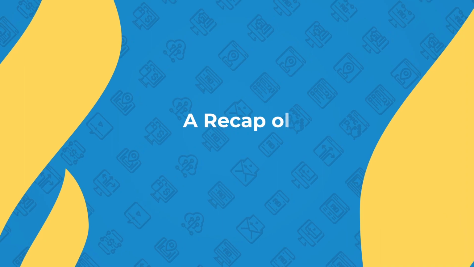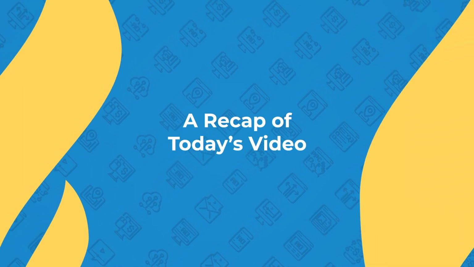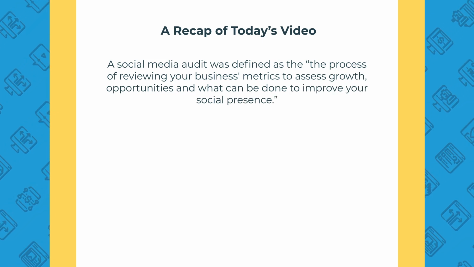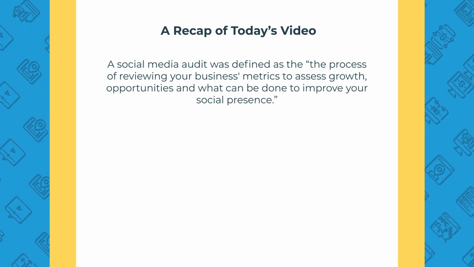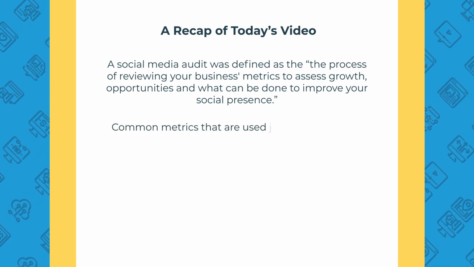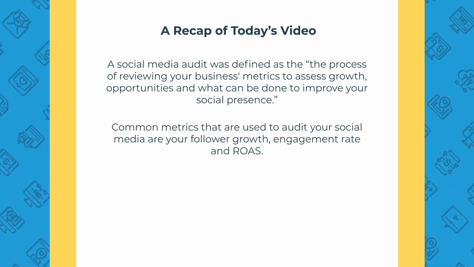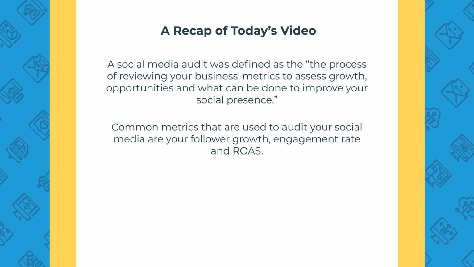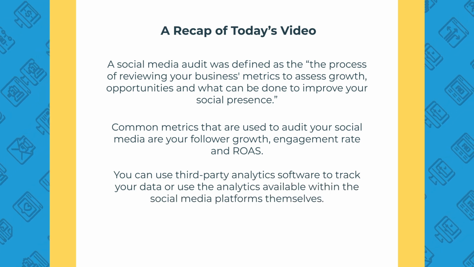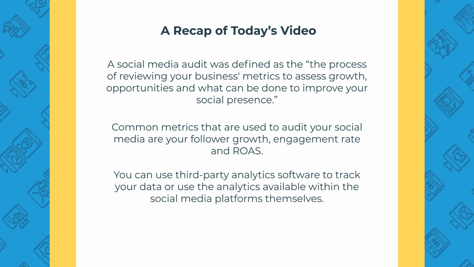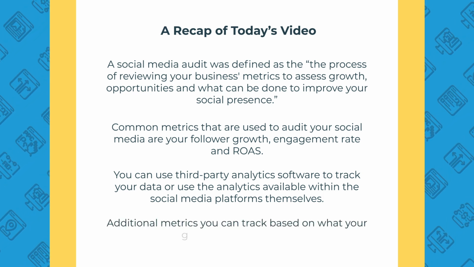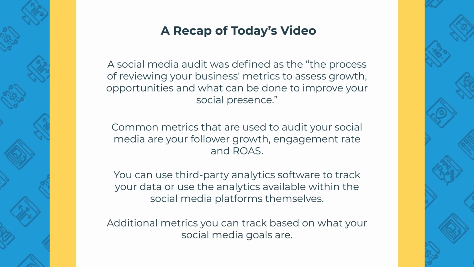Now let's go ahead and recap what we've learned in today's video. A social media audit was defined as the process of reviewing your business's metrics to assess growth, opportunities, and what can be done to improve your social presence. Common metrics that are used to audit your social media are your follower growth, engagement rate, and ROAS. You can use third-party analytics software to track your data or use the analytics available within the social media platforms themselves. And lastly, additional metrics you can track based on what your social media goals are.